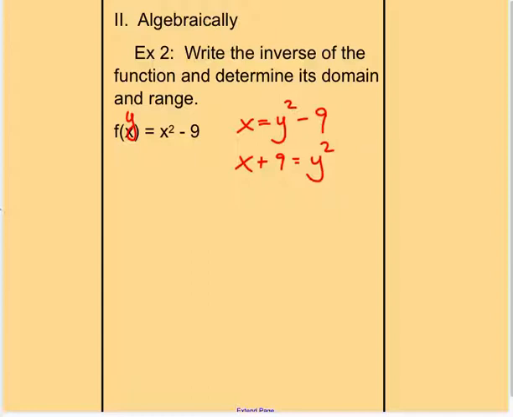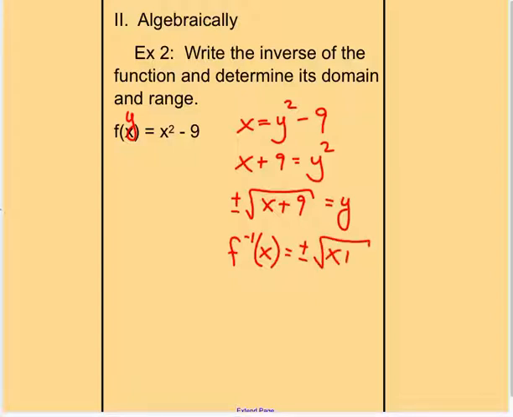and take the square root. Now in this case, in order to get the full inverse, when we square root, we have to use the positive and negative square root of x plus 9. And then just a little bit of function notation, we can rewrite this with f. It looks like to the negative 1 power, but it's read f inverse of x equals plus or minus the square root of x plus 9.